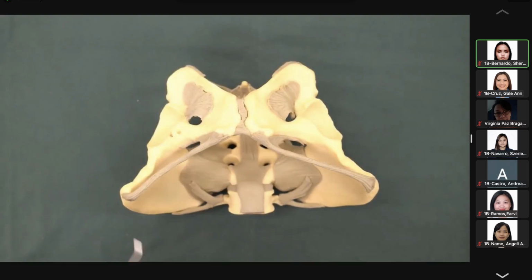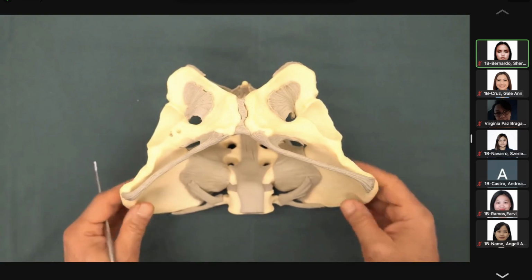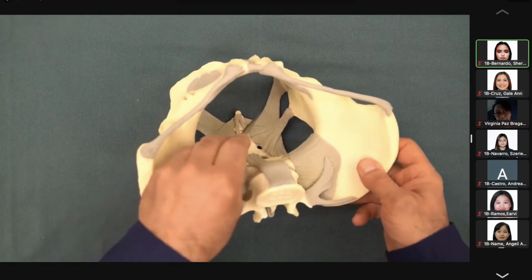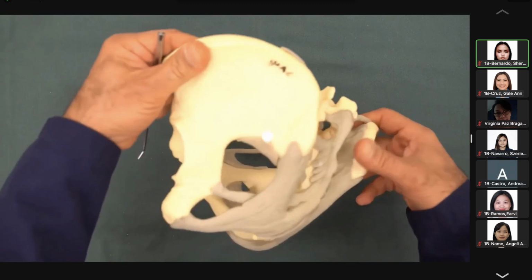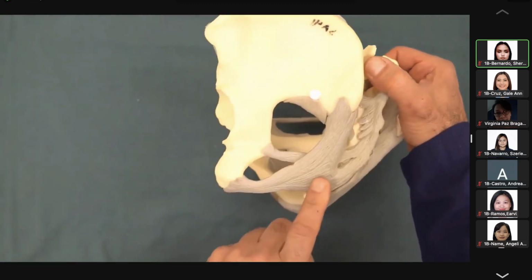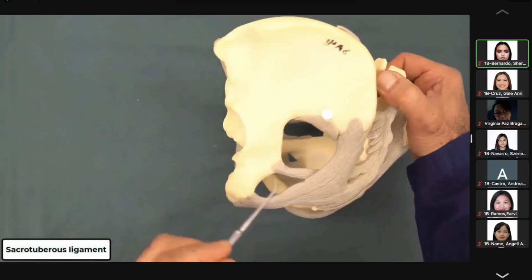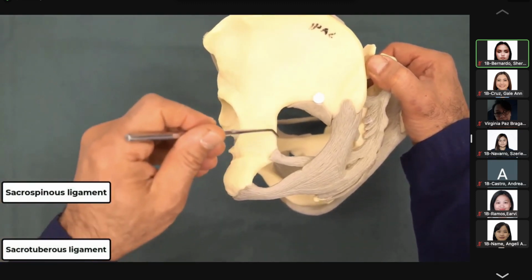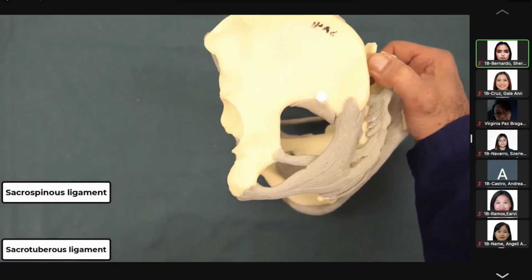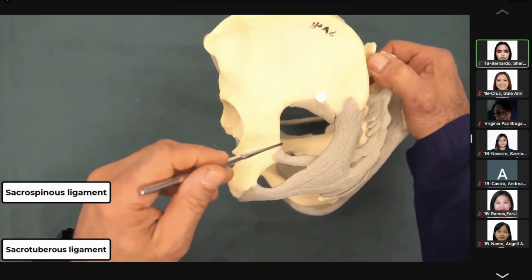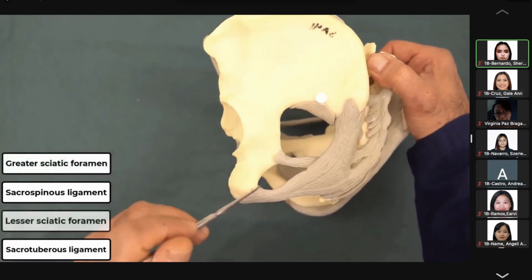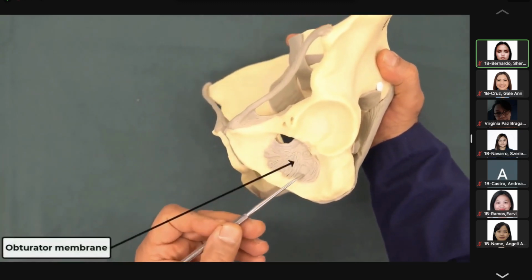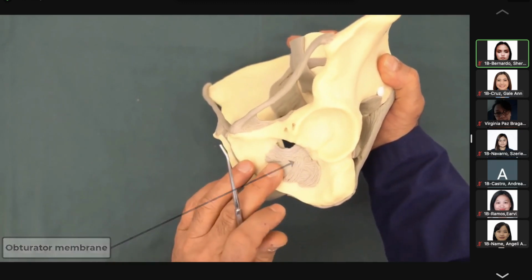Before we go with the real specimen, I want to walk you through the ligaments on the lateral pelvic wall. As you can see from the superior view, we have two ligaments there. I'm going to turn the pelvis and see the ligaments on the lateral side. Here is the sacrotuberous ligament, and this one is the sacrospinous ligament. These two ligaments convert the greater sciatic notch and lesser sciatic notch of the hip bone into foramina. Here is the greater sciatic foramen and lesser sciatic foramen. And on the other side right here is the obturator membrane that fills the obturator foramen.